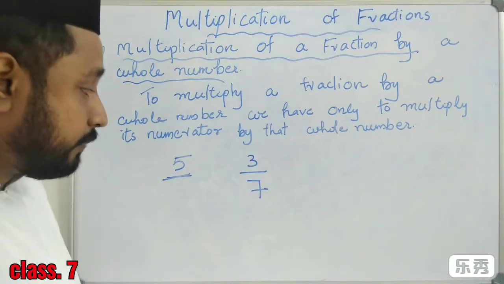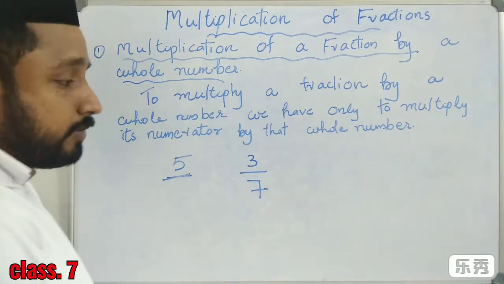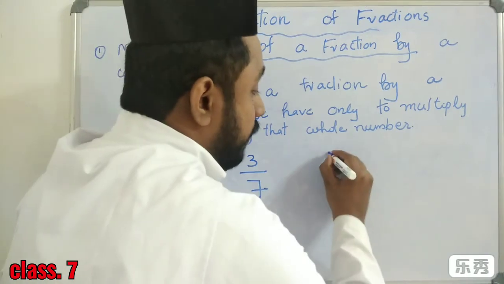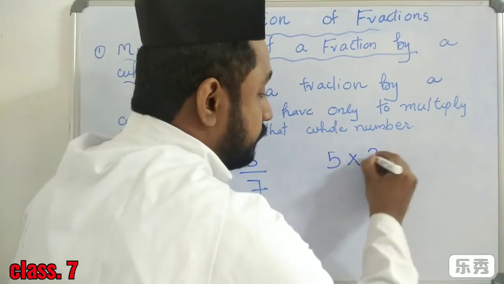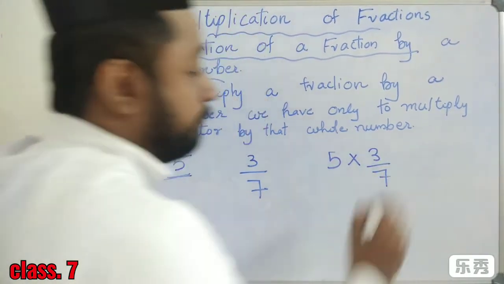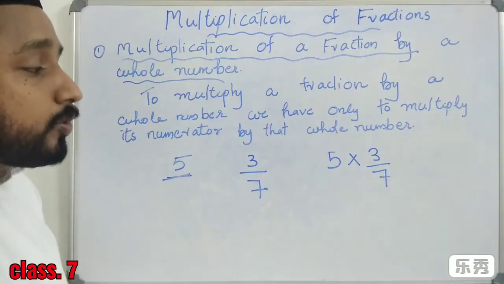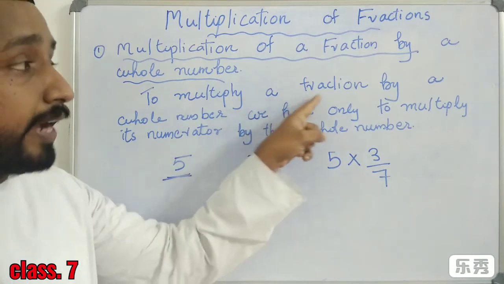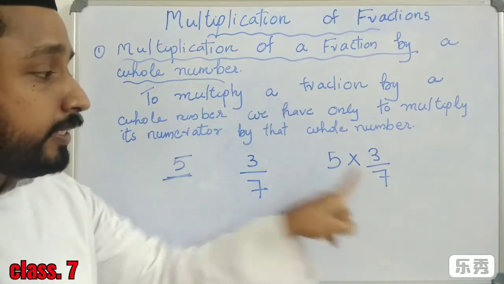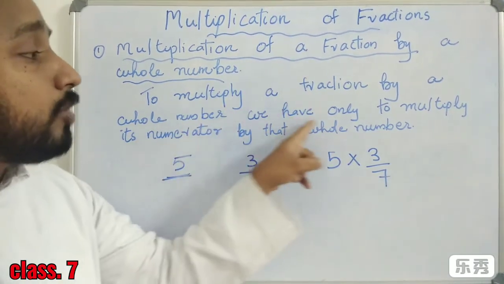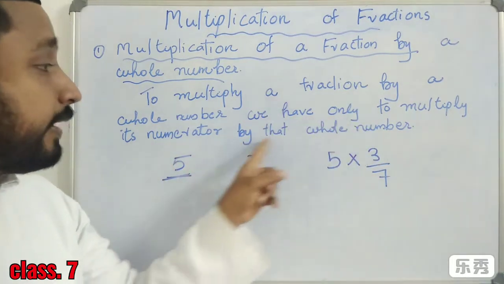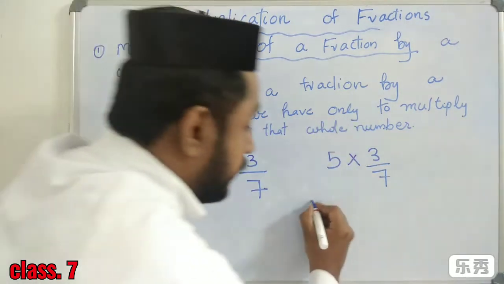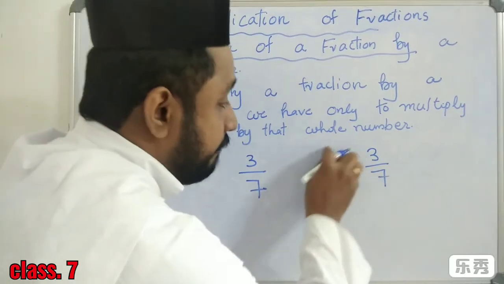First we are going to multiply 5 and 3 by 7. So 5 into 3 by 7 or 3 by 7 into 5, both are same. So what's the rule? To multiply a fraction by a whole number, this is a fraction, this is a whole number, we have to only multiply the numerator by that whole number.